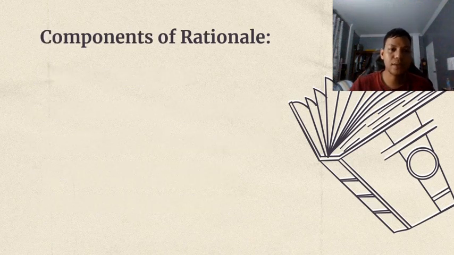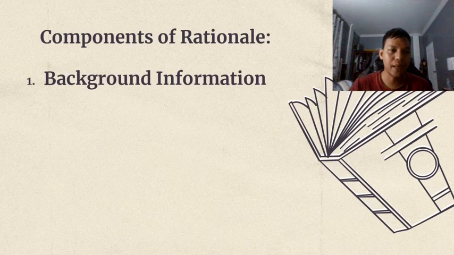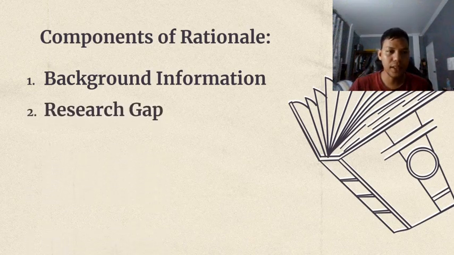Now we will talk about the components of the rationale. What are the components? Number one, you need to have background information. You need to provide a brief overview of the relevant literature and the theories or empirical evidence that lay the groundwork for your study. The second one, as I mentioned a while ago, is the research gap. You need to identify the gaps, for example, inconsistencies or unresolved questions in existing literature that necessitate further investigation. You can also observe this, as I shared with you, in the previous manuscript of the fourth year HM students.